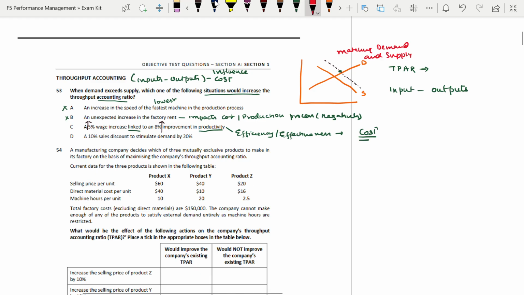What are they saying, which would increase the throughput accounting ratio? An increase in wage linked to an 8% improvement in productivity. Fine, this is what it says. Keep it and hold. Before we come to a conclusion, we'll discuss the last one: a 10% sales discount to stimulate demand by 20%.